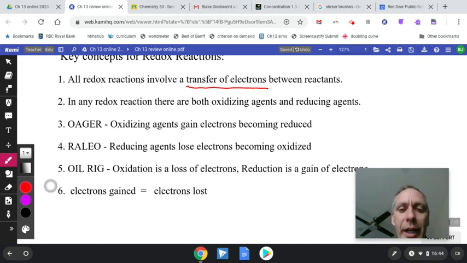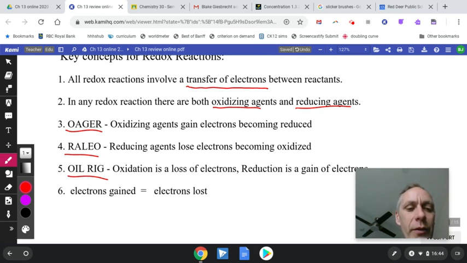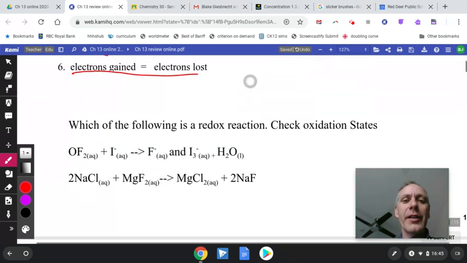Okay, if it is a redox reaction, you should be able to identify the oxidizing agent and reducing agent using Auger and Rayleigh. If you're asked about an overall half reaction, you can use OIL RIG, or you can use LEO and GER to talk about a gain in electrons being reduction and a loss of electrons being oxidation. And when you're balancing redox reactions, the electrons gained always equal the electrons lost. That's what you're doing with those two half reactions before you combine them: multiplying them to make sure the electrons are equal on both sides to cancel them out. Okay, sound good? All right, moving along.